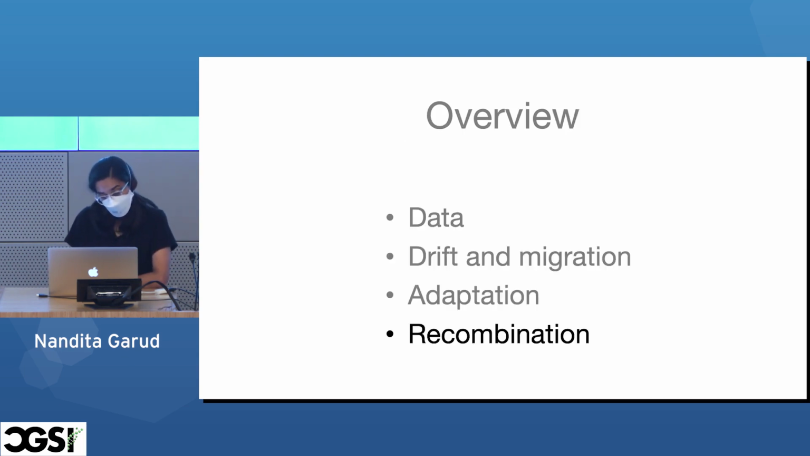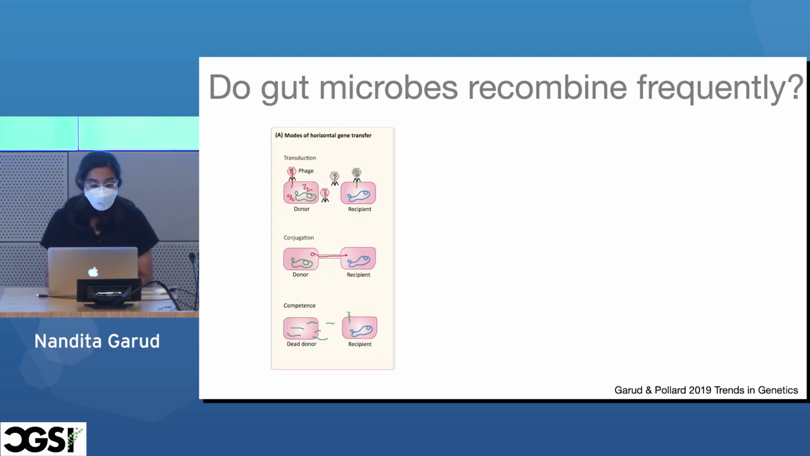So the last thing I'll touch on is recombination. And this is a really, really important force in population genetics. It's the way by which genetic material is exchanged and keeps the population cohesive. And it actually does play a really important role also in adaptation happening inside of us on relevant timescales of just a few months. So here's a kind of a schematic of how recombination might happen in the microbiome.